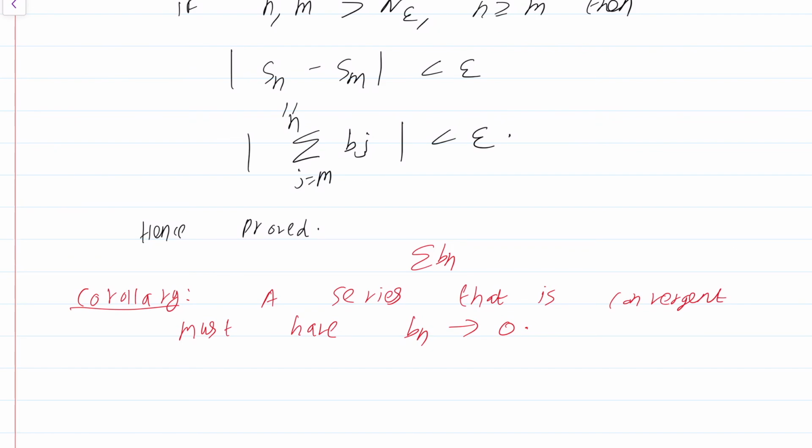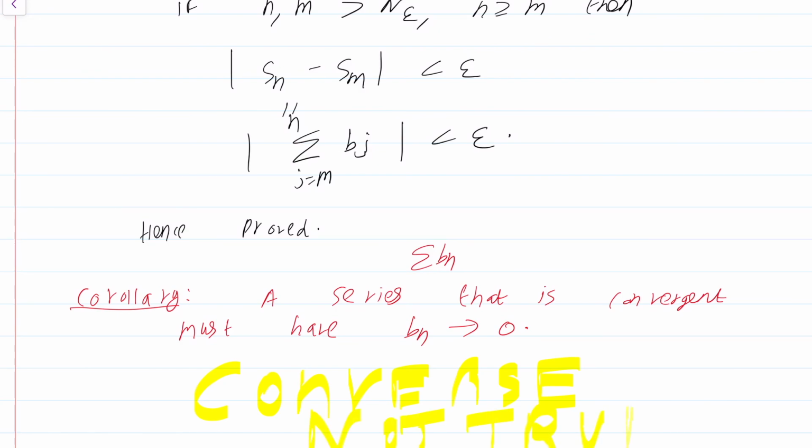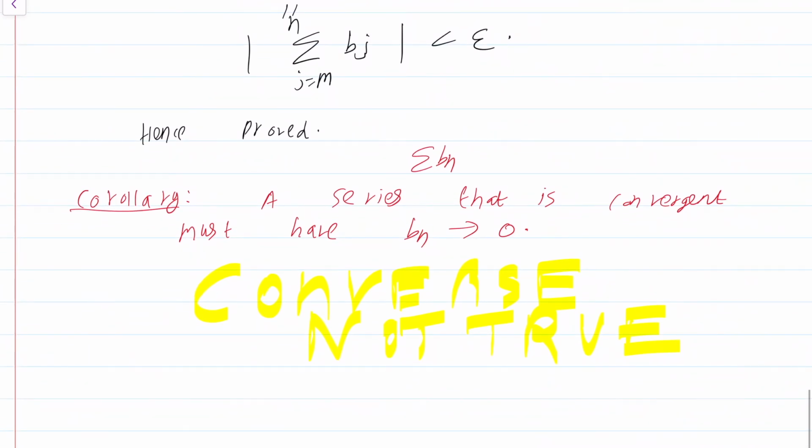Okay, so the converse of this corollary is not true. So let me write that in bold because people make that mistake. Converse. Okay, this is a very ugly color. Not true. I'm going to permanently imprint this in your head. Converse is not true. Do not make that mistake. If the nth term goes to 0, it does not mean that the series converges. Just take summation 1 by n. That will give you the example.